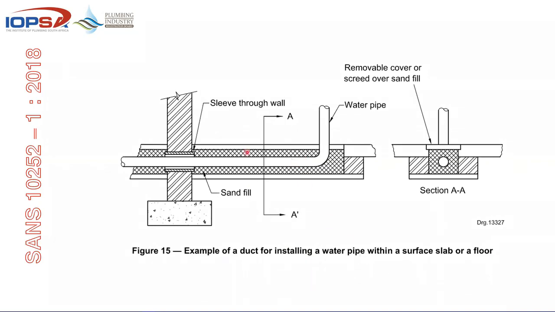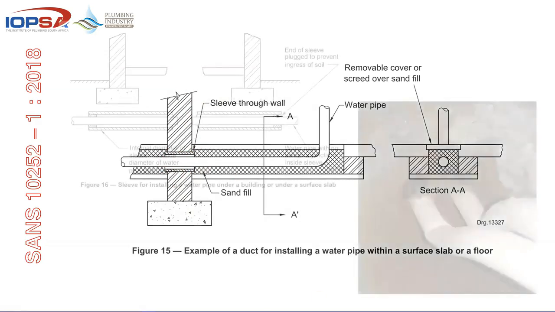Installing a pipe, you can either have a trench, or you could have a removable cover, or you can have sand with a screed, or you could have a cover. The main point I'd like to highlight here is you'll find that there's a sleeve. If that wall moves, or there's subsidence in the foundation and the wall, or there's movement on this wall here, we do not want any pressure put onto that water pipe. The same would apply in this case.